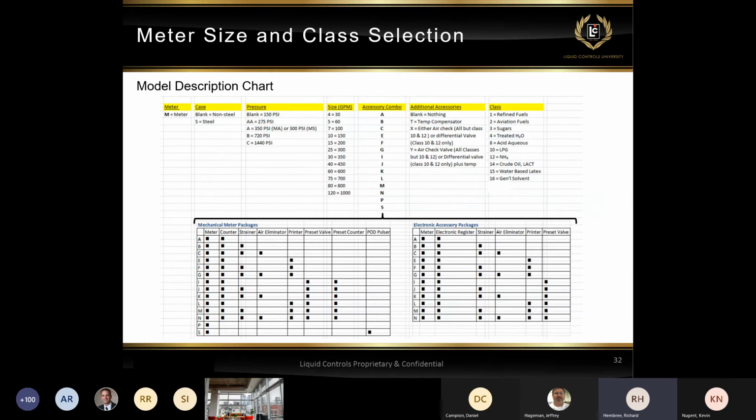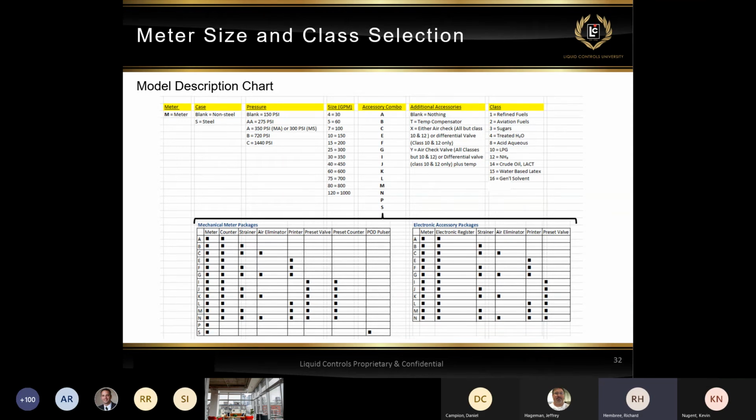And if you look at the charts on the bottom left-hand corner, you got the mechanical meter packages, and on the right, you got the electronic accessory packages. So you can actually just look and see what accessories you need, like if you need a counter, strainer, air eliminator, printer, preset valve, or if you need just a meter with a pod pulser. And for instance, the combination A would give you a meter and a counter.